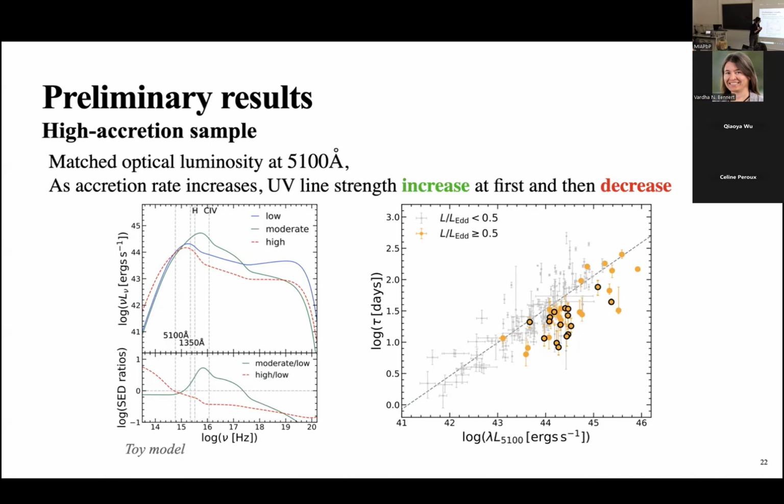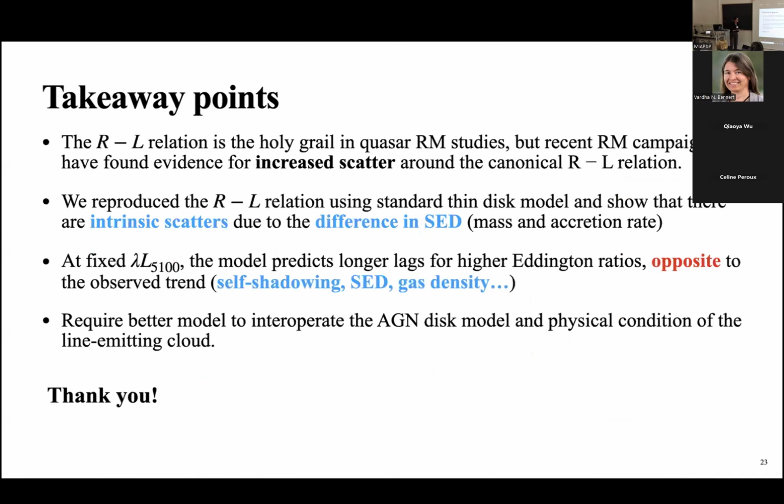And so here's the toy model. We think that when the accretion rate increases, the geometry changes, so the higher energy photons coming from the inner part of the disk are blocked. That might explain why we see the decrease in the Lyman alpha line strengths, but we're still waiting for our data, and we will probably get some results later this year. And that's all I have for today.